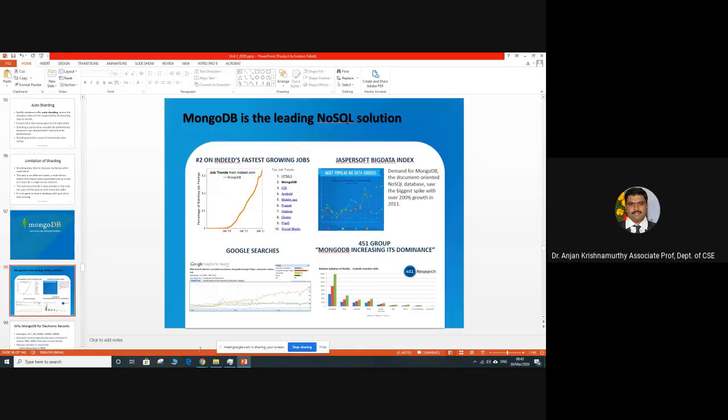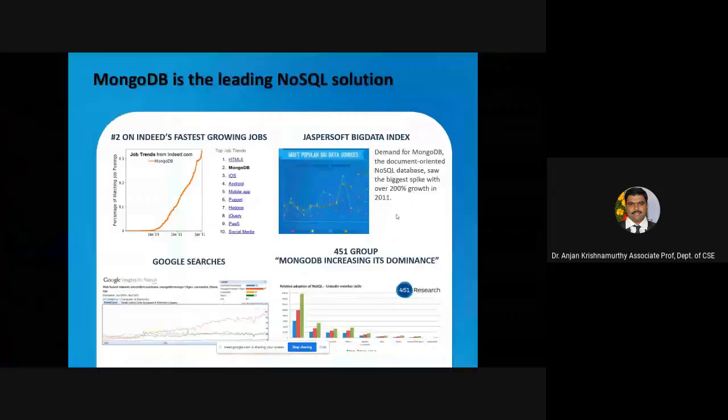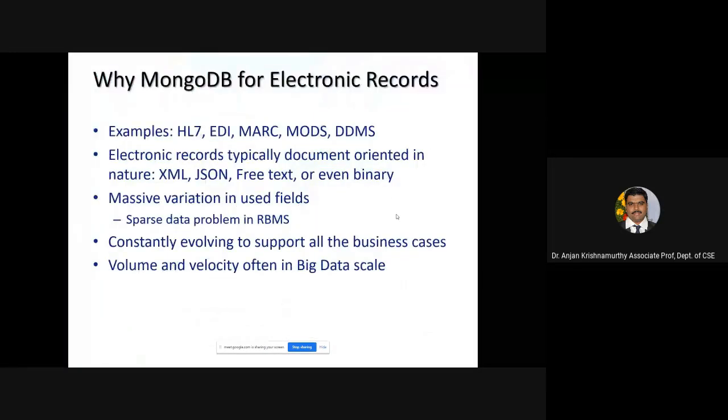We were dealing with MongoDB related stuff, right? As I said, MongoDB has taken a leading position in the market today, right? So why MongoDB for electronic records? Some of these examples you see here, HL7, EDI, MARC, MARTS, DDMS, are all examples of an electronic record, right? Electronic records are typically document-oriented objects. They are usually represented in the form of XMLs, plain text, binaries, or something called a JSON object.